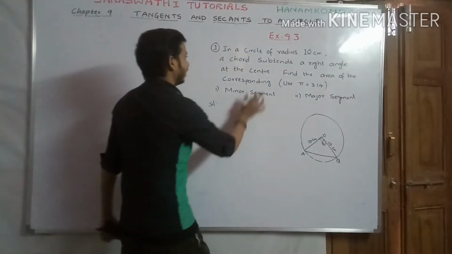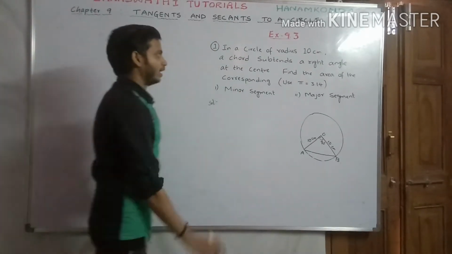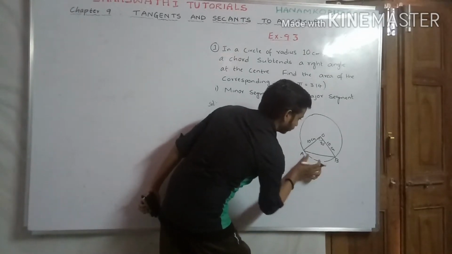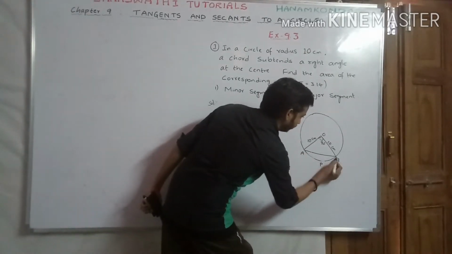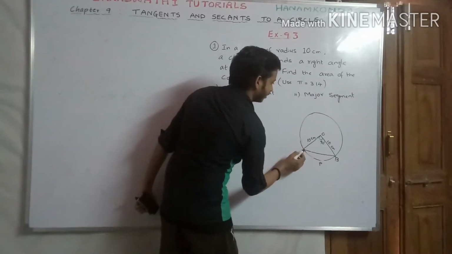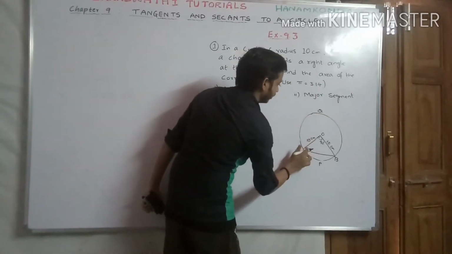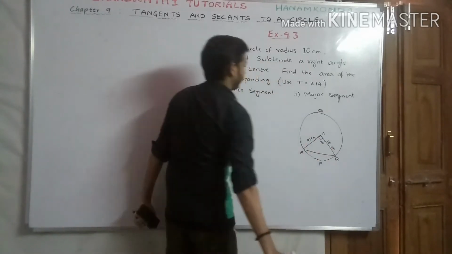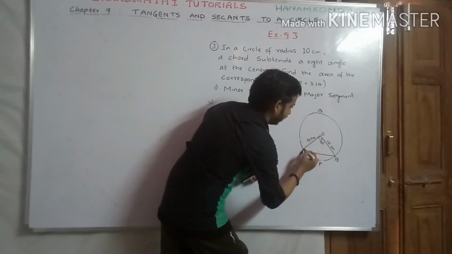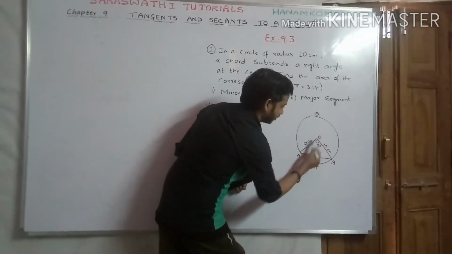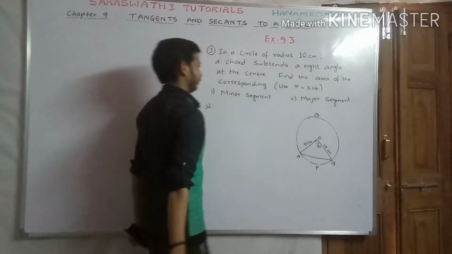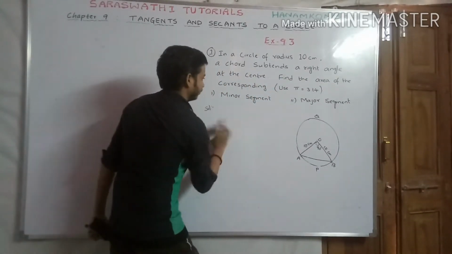Now, find the area of the corresponding minor segment and major segment. Here, let us take APB as the minor segment, and the major segment is AQB. OAPB is a sector. If from the sector we remove the area of the triangle, then we can get the area of the minor segment, as seen from the figure.